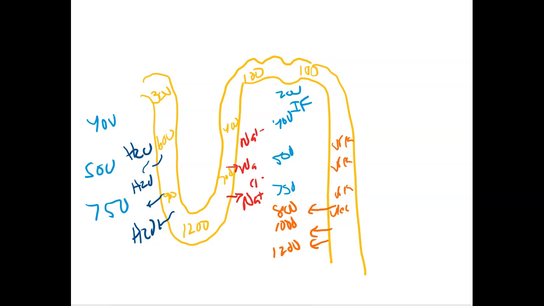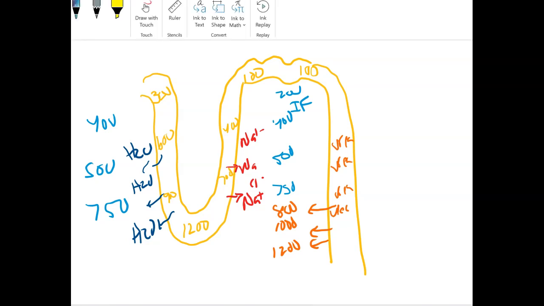So the reason why it's a peak of 1200 is because of that urea. So why does this matter? What's the whole point of this? The point of this is that this now gives us a range to control our water reabsorption.